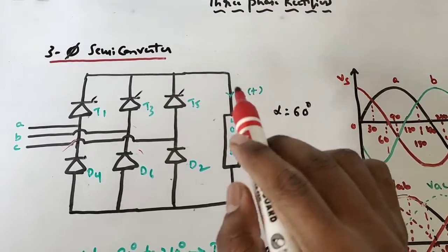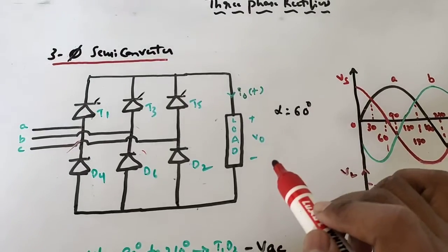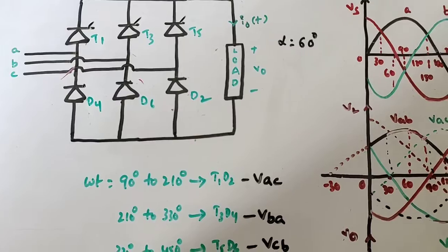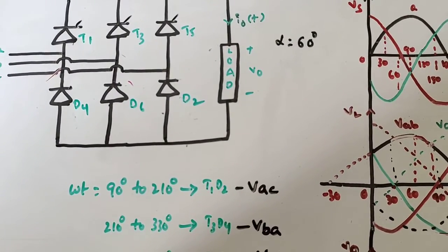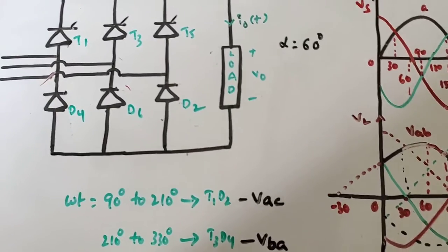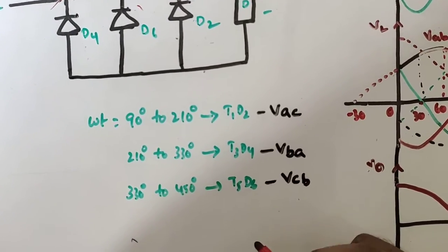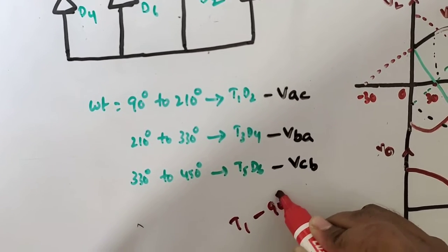Now I'm going to explain the three-phase semi-converter operation for alpha equal to 60 degrees. So alpha equal to 60 degrees, in the sense 30 plus alpha equals what? 90. So T1 is going to be triggering at 90 degrees.